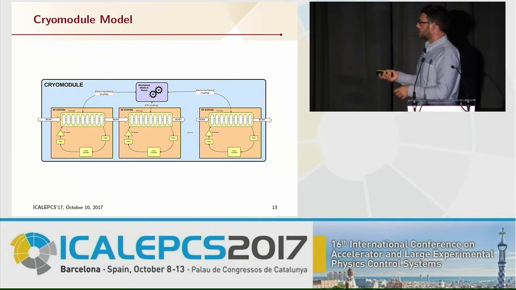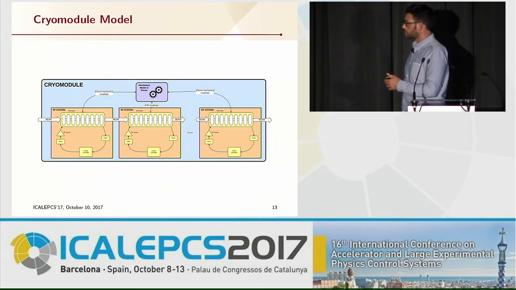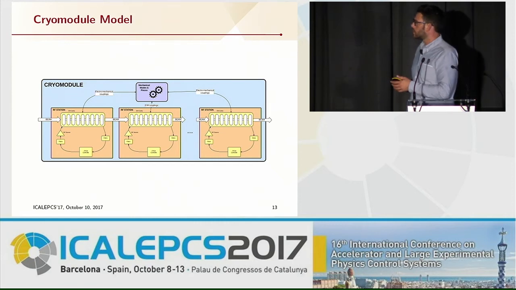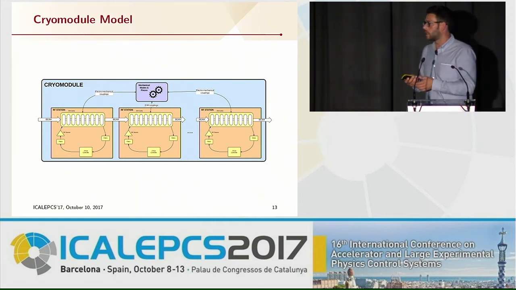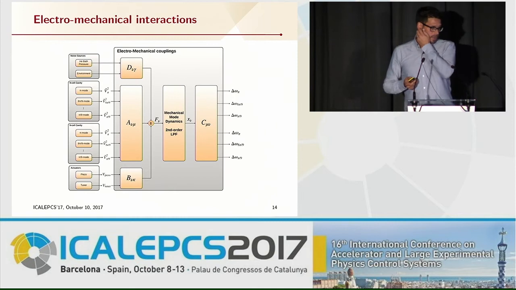So what we do is each one of these boxes represents this one 9-cell cavity with its feedback loop, the same way I was showing earlier, and then we add this box to represent the mechanical resonances inside the structure, and then here there are these electromechanical couplings that I was just explaining, so that you can have one cavity have its fill up, and then excite these mechanical resonances and then couple to the other cavities. And this is an effect that you can see in real superconducting cavities. So this is how it's represented mathematically.